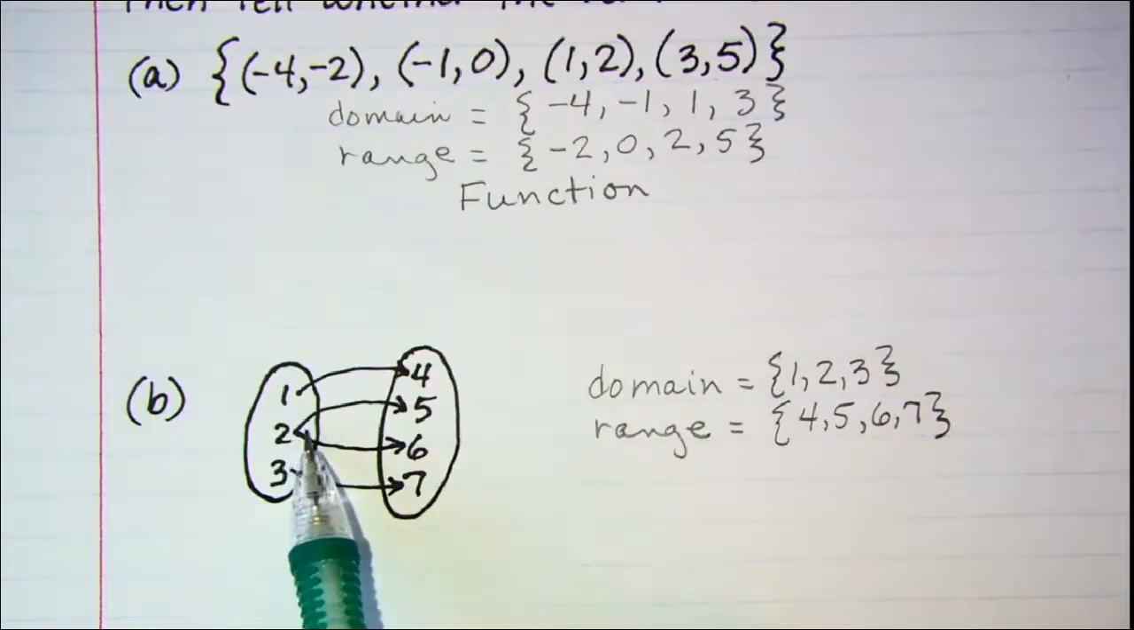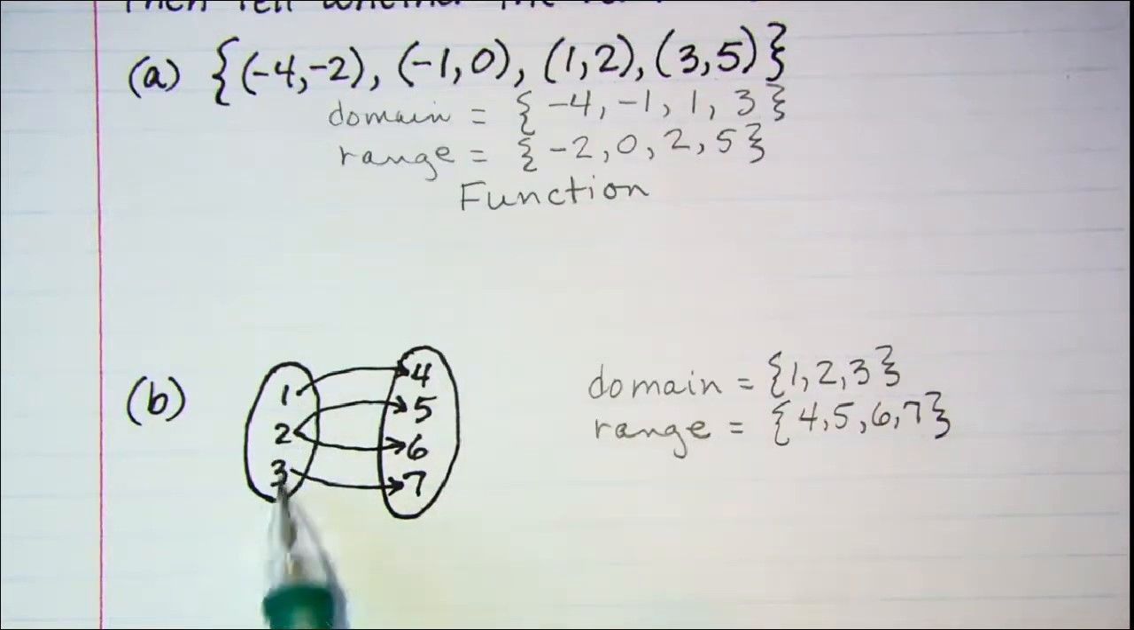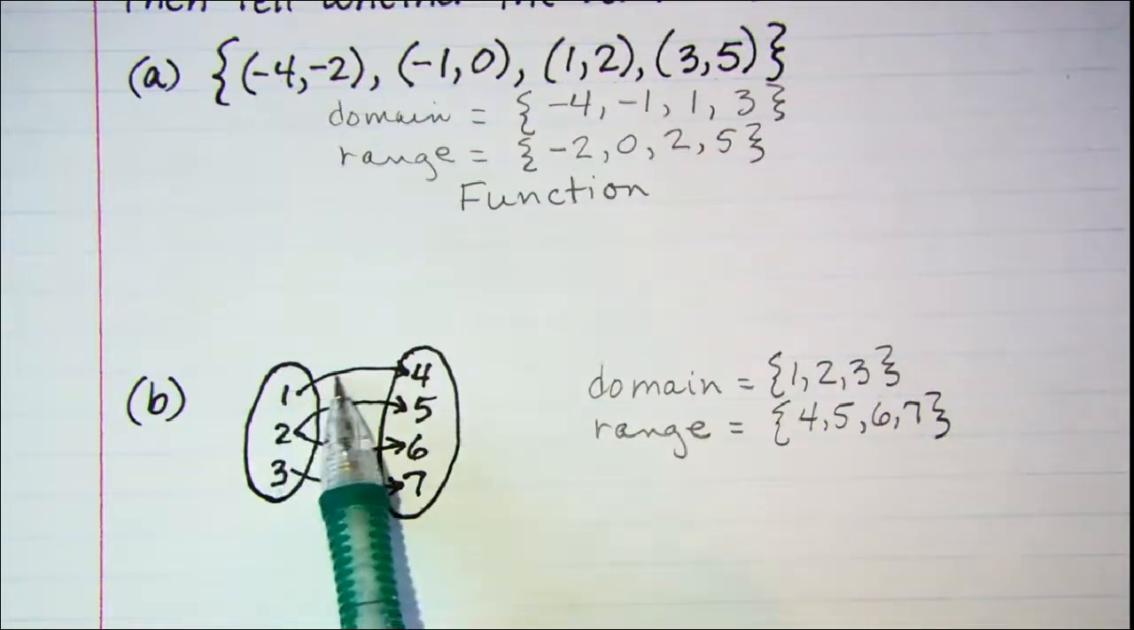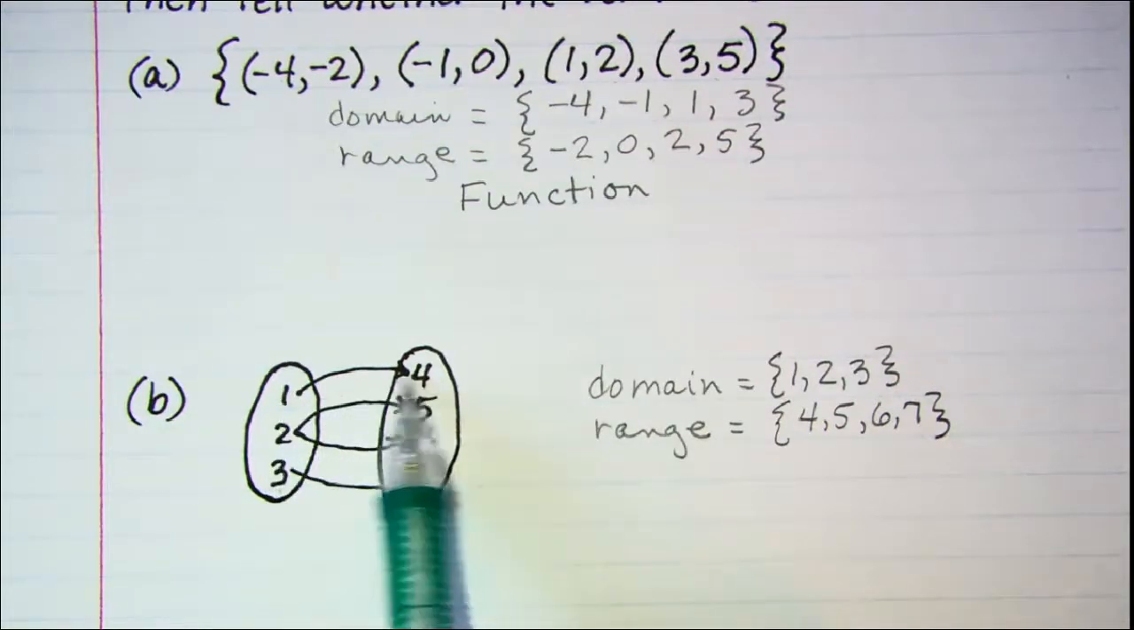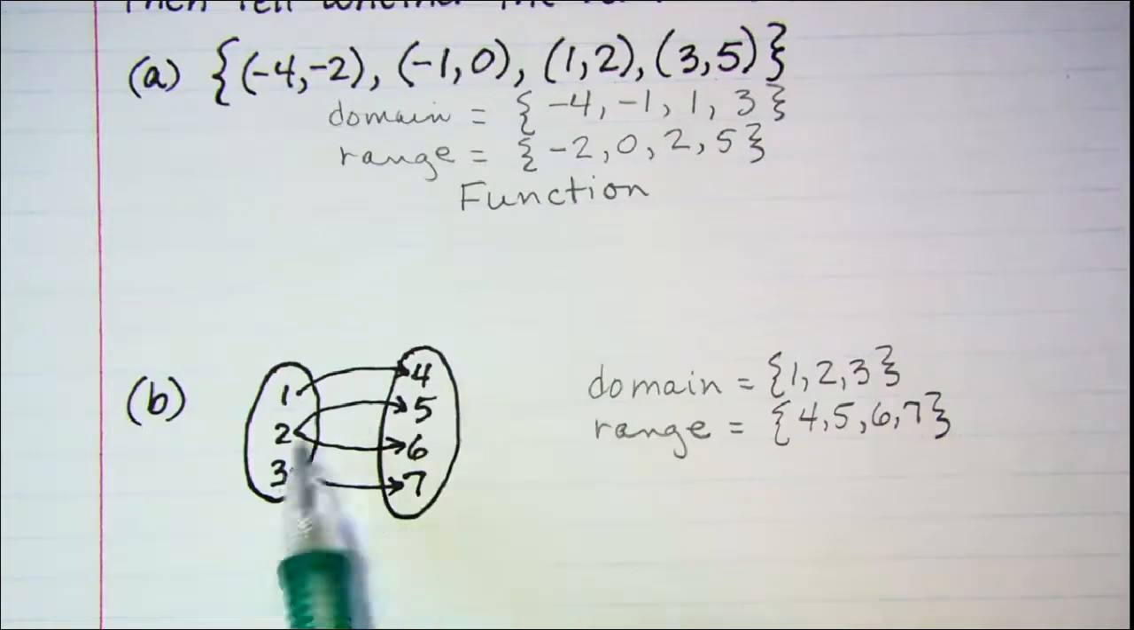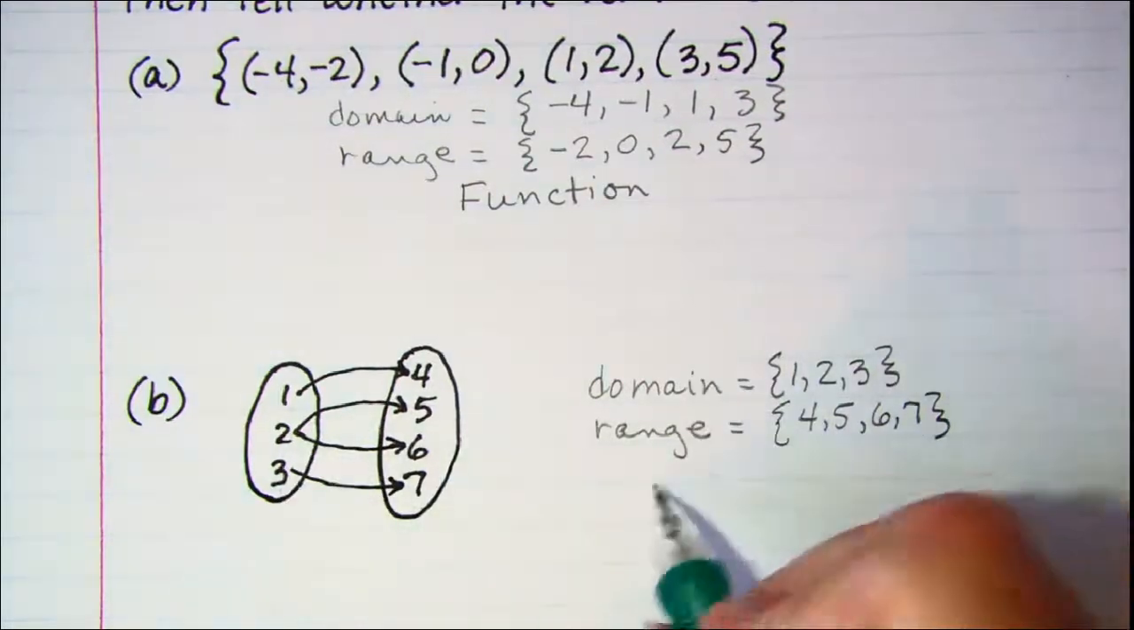So to determine if this is a function or not, I have to check that every element in the domain is mapped onto exactly one element in the range. So the 1 is mapped onto 4. The 2, however, is mapped onto 5 and also onto 6. So because of this, this is not a function.